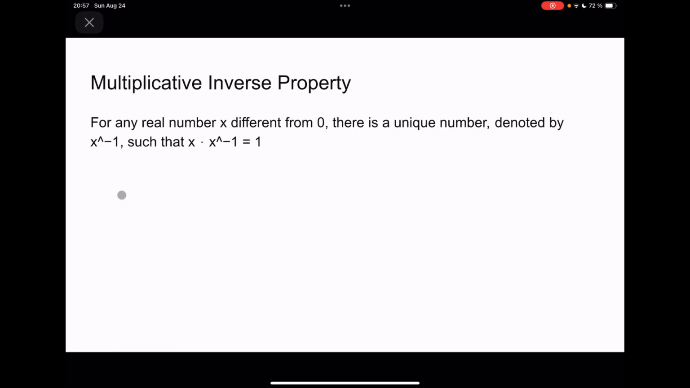Multiplicative inverse property. This states that for any real number x different from 0, so x can't be 0 in this case, there is a unique number denoted by x to the power of negative 1, such that x times x to the power of negative 1 equals 1.